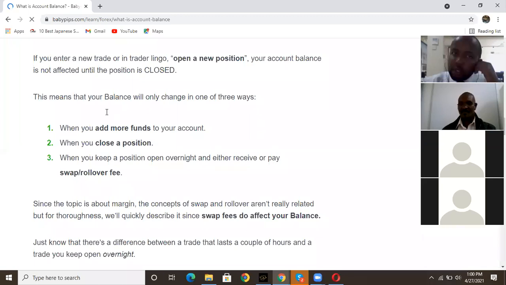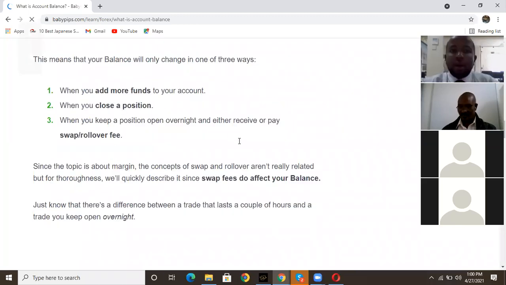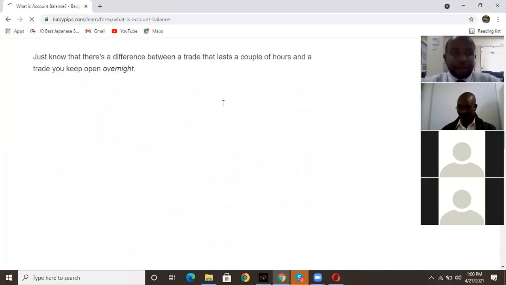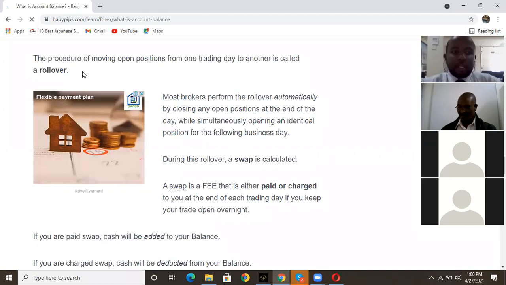Since the topic is about margin, the concept of swap and rollover aren't really related, but let me add it. We'll quickly describe the fees and what they affect in your balance. So let's continue. Most of the brokers will perform a rollover automatically by closing any positions at the end of the day. So if you close, you'll have a swap. Let me show you what a swap is.